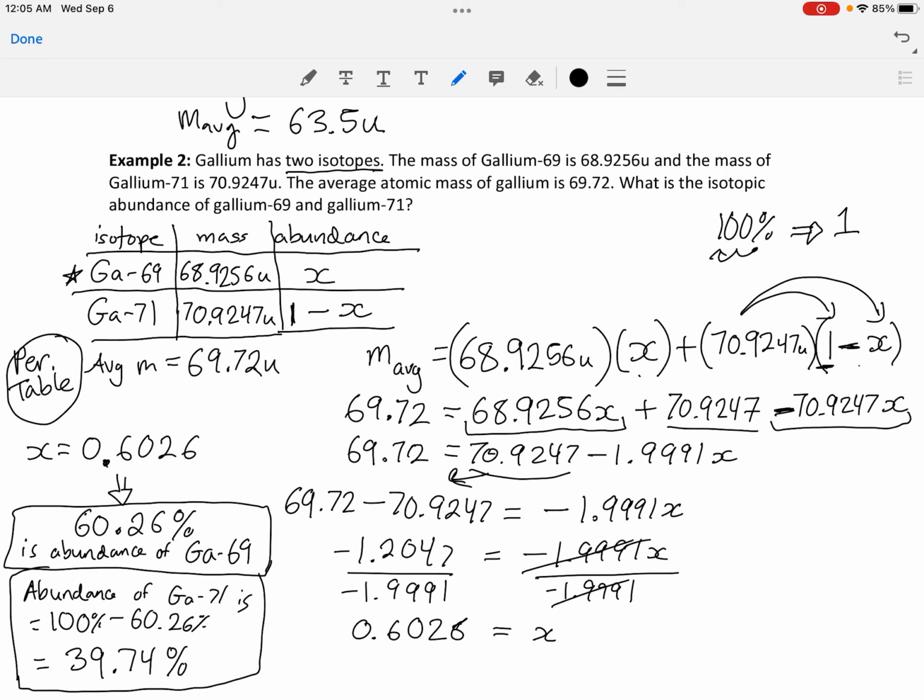Now, if there were more isotopes of gallium, not just 69 and 71, but maybe a third, then we'd have to have a little bit more information to solve it. We'd have to know the percentage abundance of at least one of the 3 in order to solve it from there. But that's 2 examples that I hope will help you in your finding of average atomic masses.